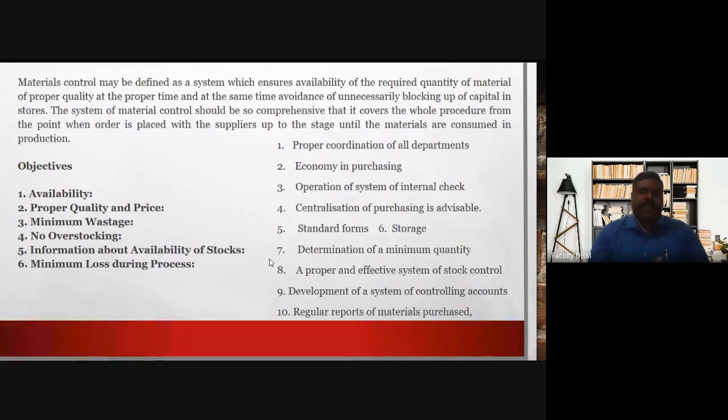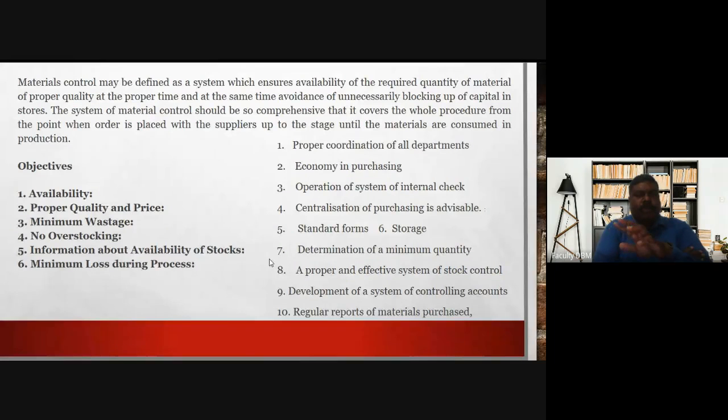Main objectives. The objective is, one is availability, next is proper quality and price. So we have to ensure the quality and price, and we have to see that there should be only the minimum wastages, not the heavy wastages. So our objective of this materials controlling is reduction in the wastage and no overstocking the things. If you are going to overstock the things, then there will be the less sales.